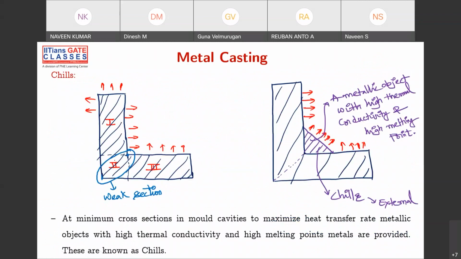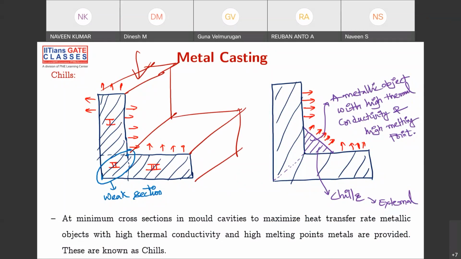Here these are the weaker sections. Why? Once you pour liquid metal into this kind of cross section, it is getting dissipated. Heat is getting dissipated everywhere. But if you see this section here, the heat dissipation is not very good because the surface area is not there. At these junctions, surface area is not there.